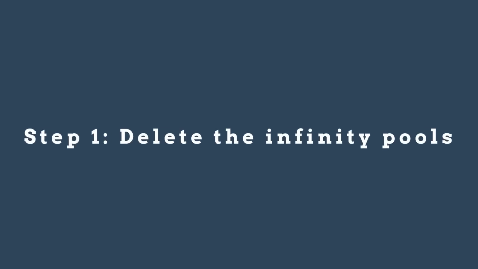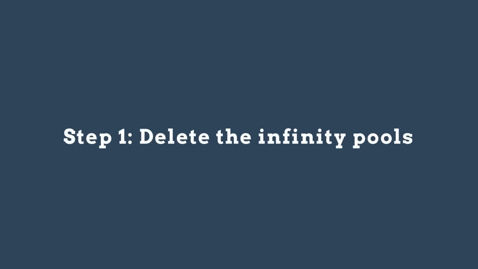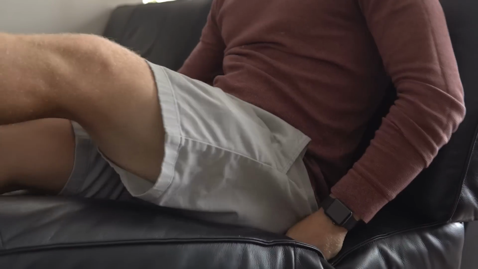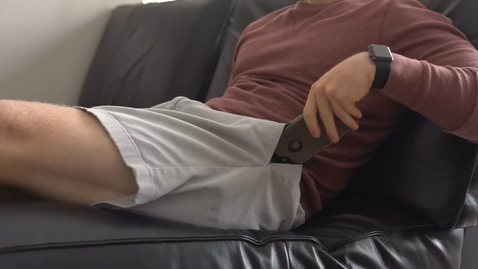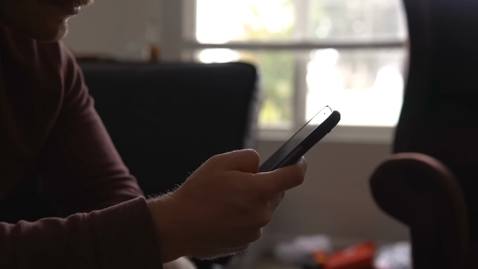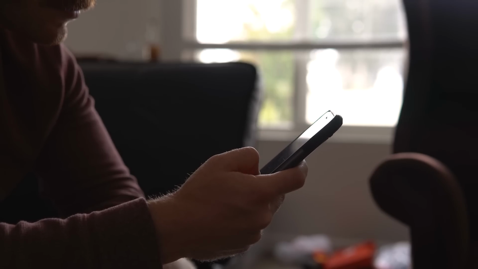We'll hop right into step number 1, which is delete as many infinity pools as possible. How many times have you pulled out your phone to quickly look at Instagram, TikTok, or email, and then 30 minutes or an hour has gone by and you don't even remember what you looked at? In Make Time, Jake and John refer to these apps as infinity pools.